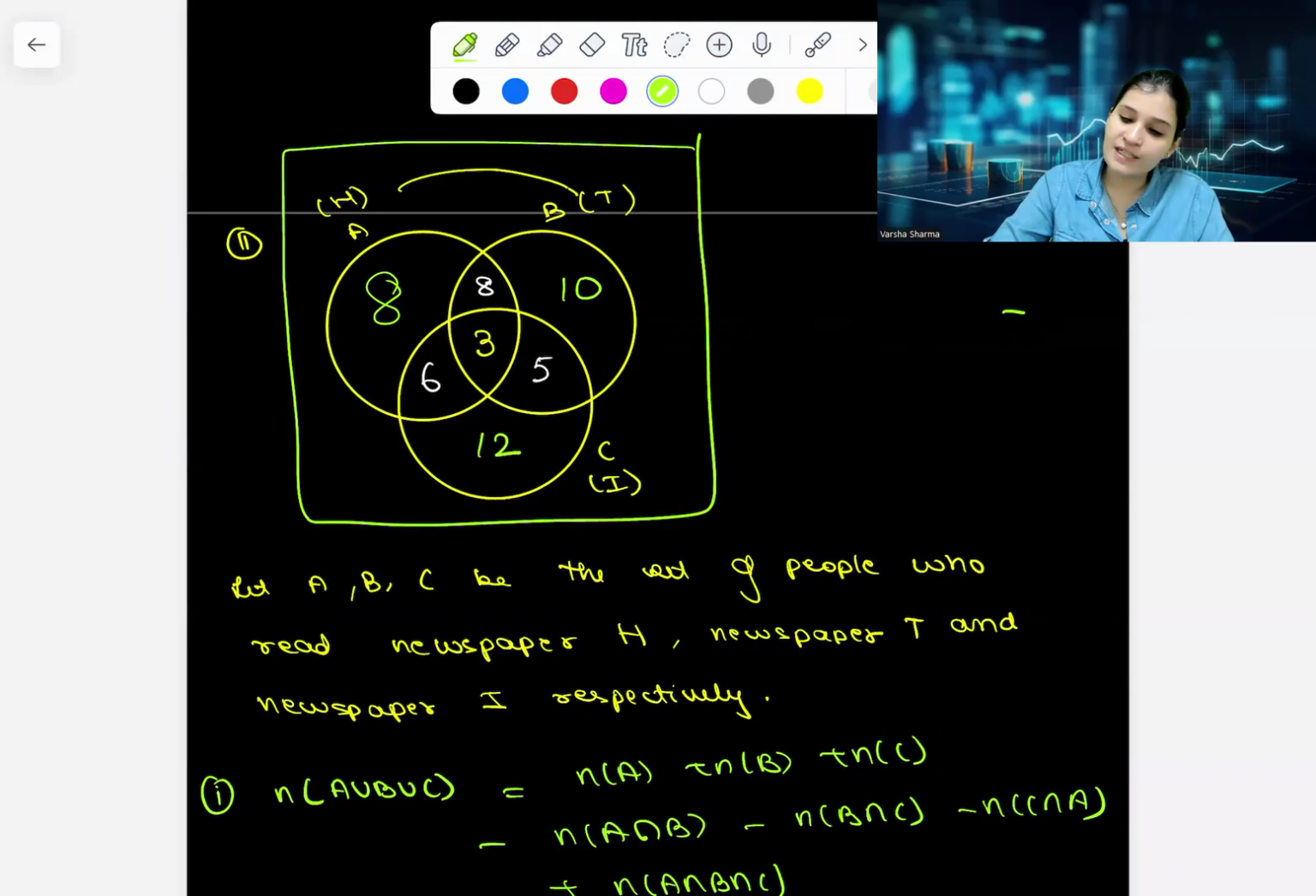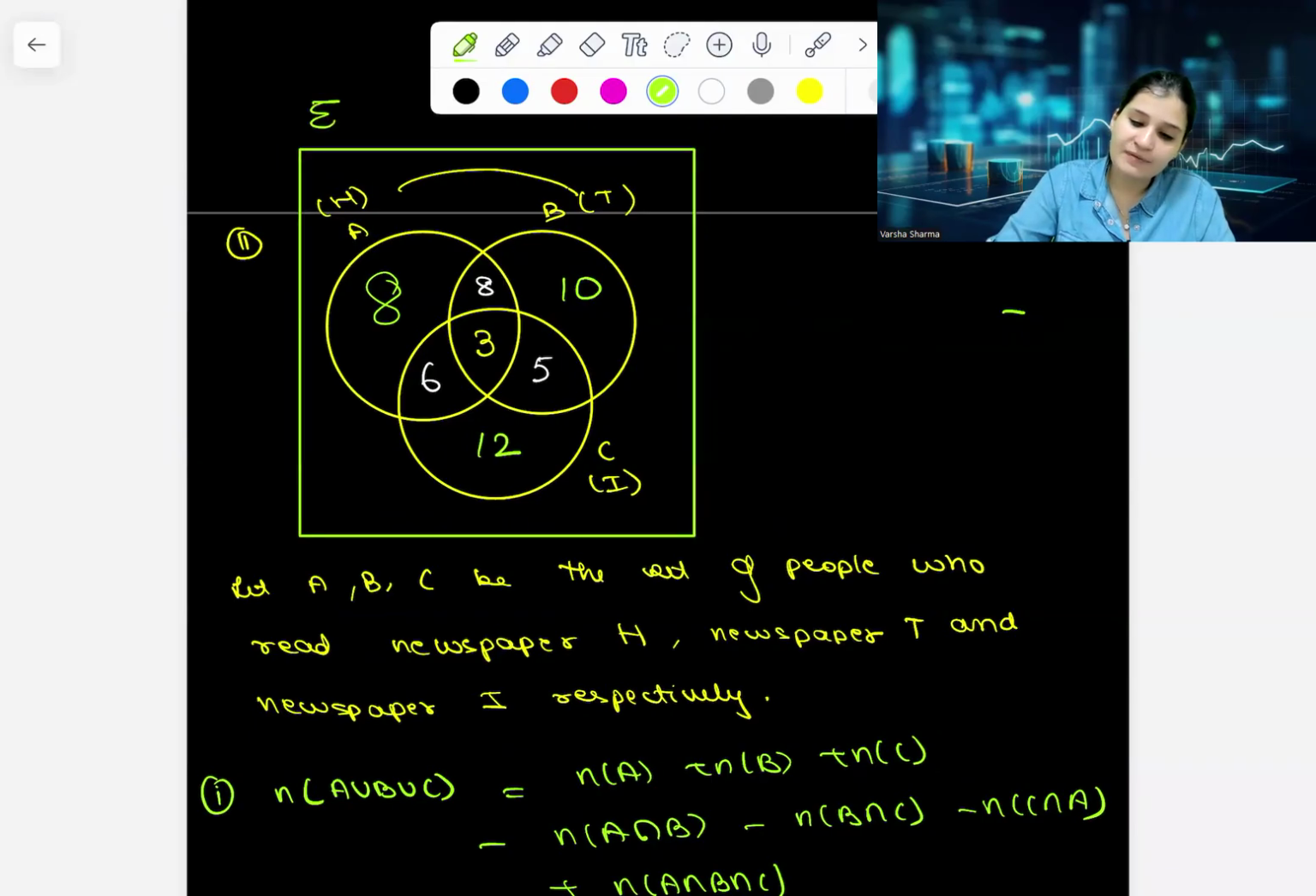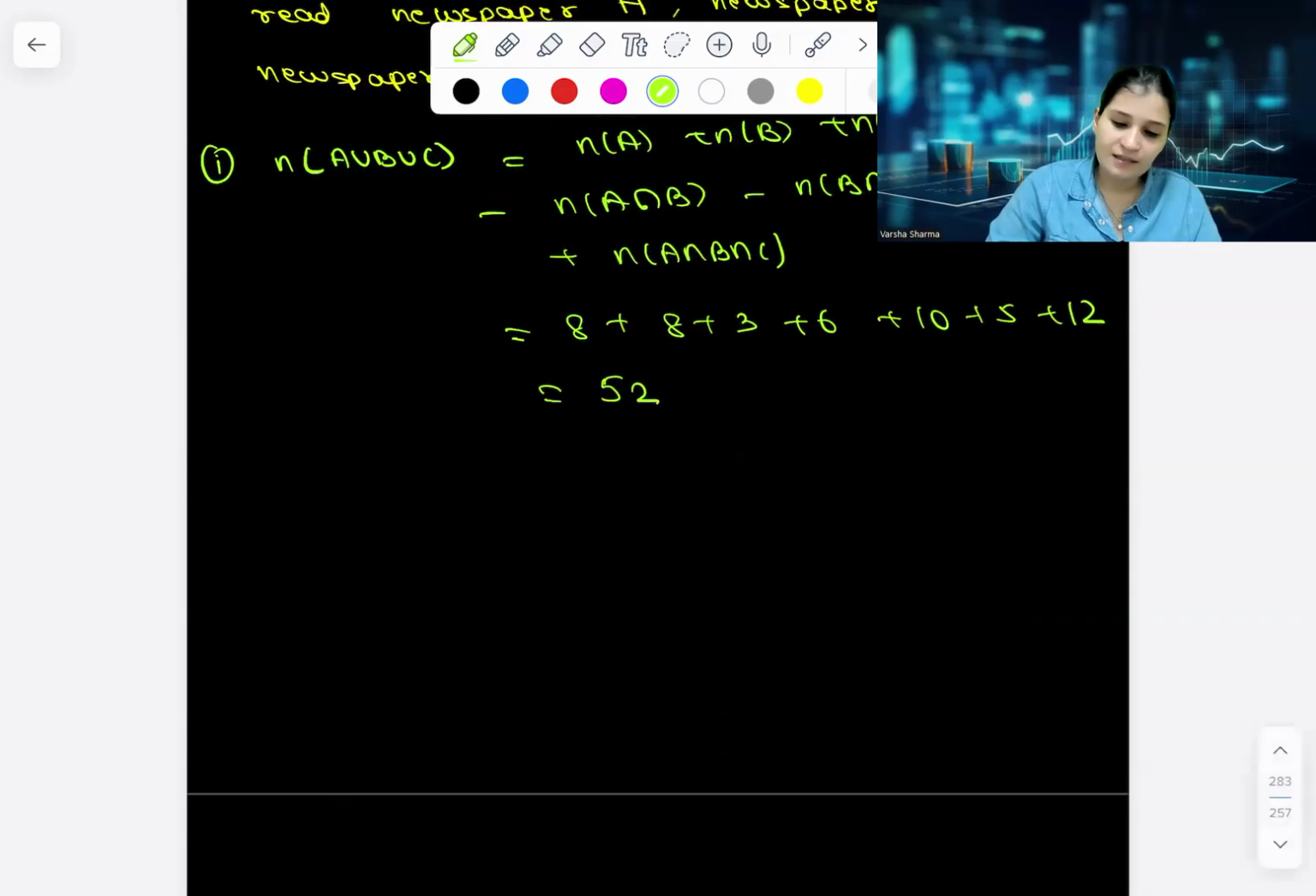Now, in your universal set, how many people were there? 60. And all the 3 circles combined is 52, right? So how many are not reading anything? 8. Universal set minus union. But they didn't ask us.